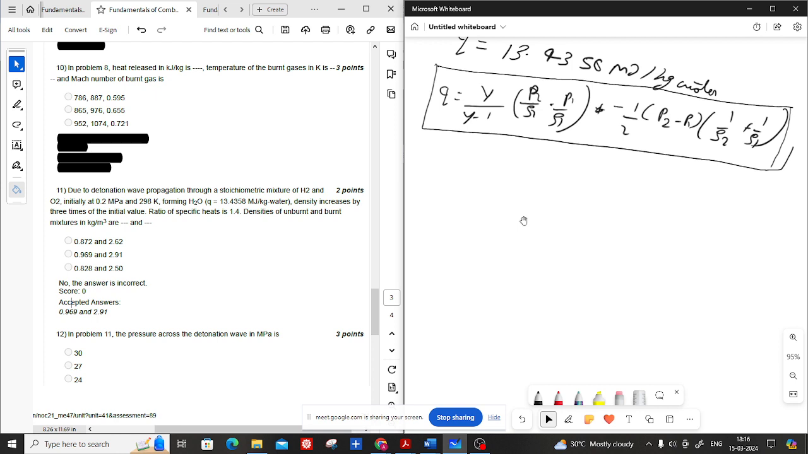Sir, I have used the formula T2 is equal to 2 gamma square divided by gamma plus 1, into bracket T1 plus Q by Cp. What is that formula that you are using? T2 is equal to 2 into gamma square divided by gamma plus 1 into bracket T1 plus Q by Cp. Yes, I have used that formula. So what will you get with T2?